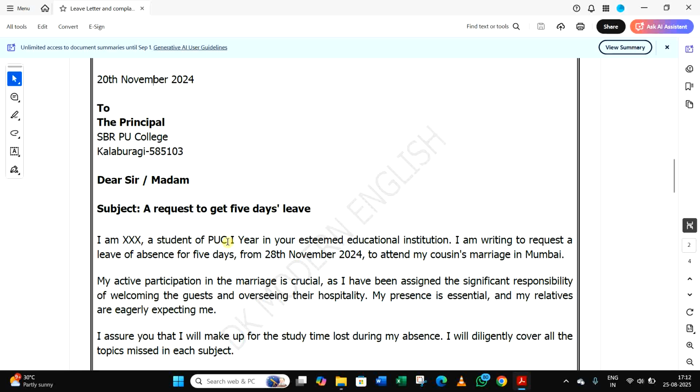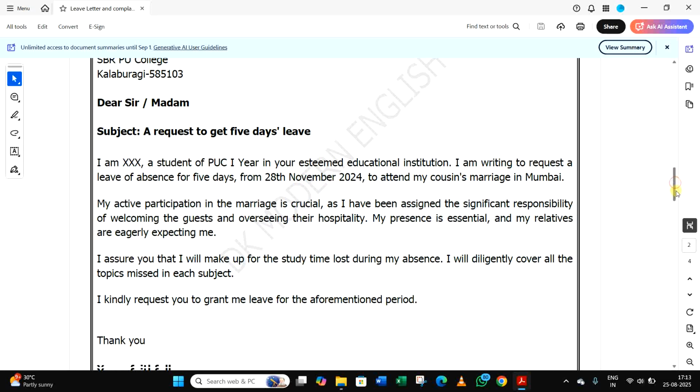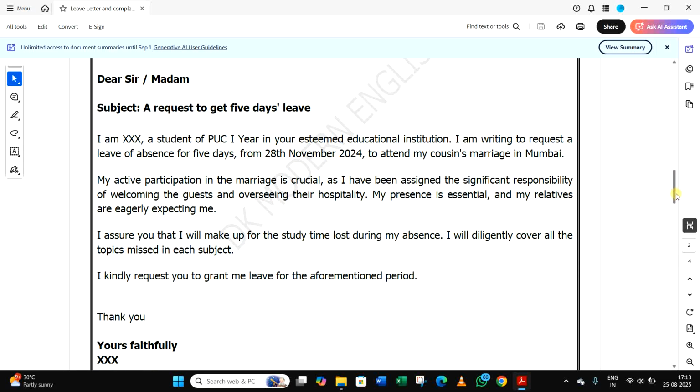A student of PUC first year in your esteemed education institution, I am writing to request a leave of absence for 5 days from 28th November 2024 to attend my cousin's marriage in Mumbai. My active participation in the marriage is crucial as I have been assigned the significant responsibility of welcoming the guests and overseeing their hospitality. My presence is essential and my relatives are eagerly expecting me.